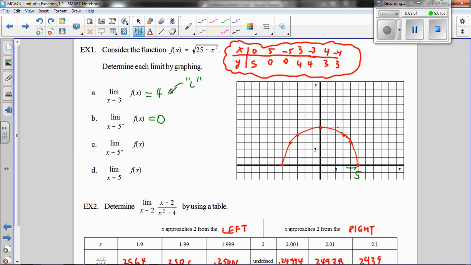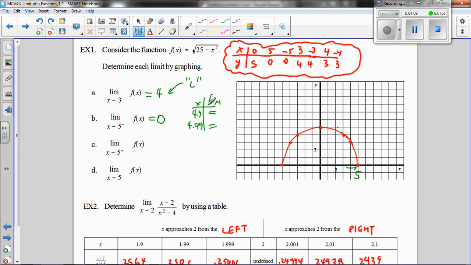And in fact, if we tried values like x is 4.9 or 4.99, values that are getting close to 5 from the left, we'll see that this value would be getting closer and closer to 0.